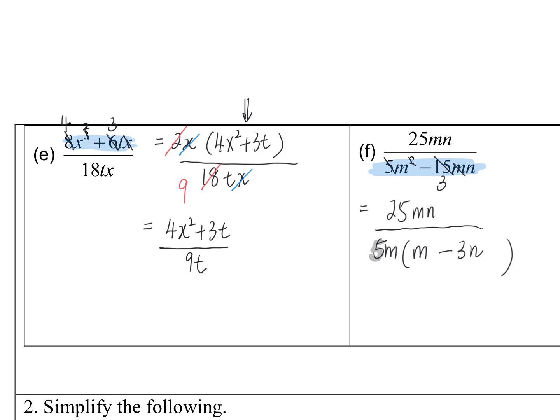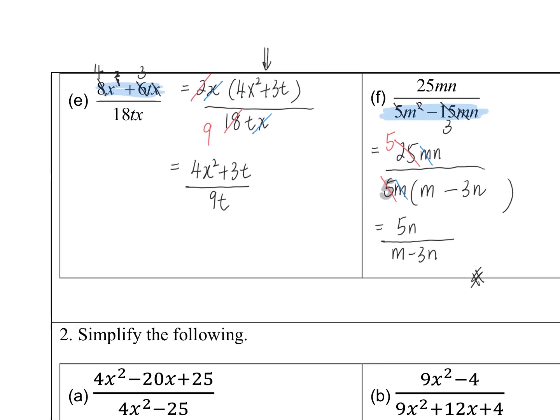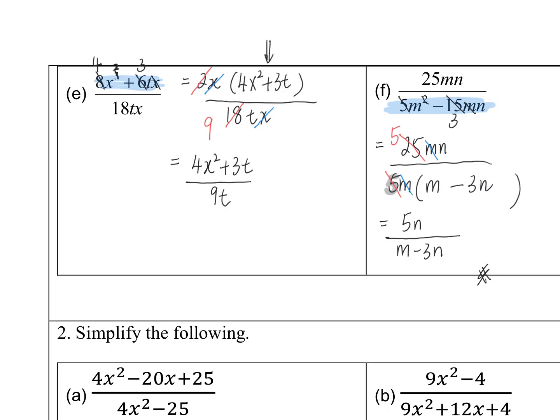Whoever is outside, I can simplify now. So let me cancel the 5. 5n. And then I cancel the m. So in the numerator is 5n. Denominator is m minus 3n now. Don't need the bracket anymore because there's nobody outside. Someone's outside. Okay? So group and then divide. Correct.